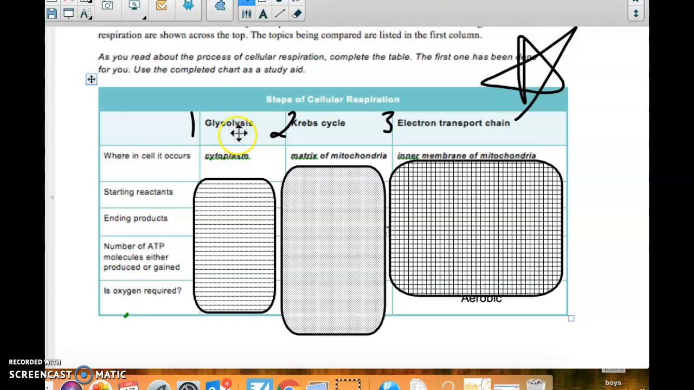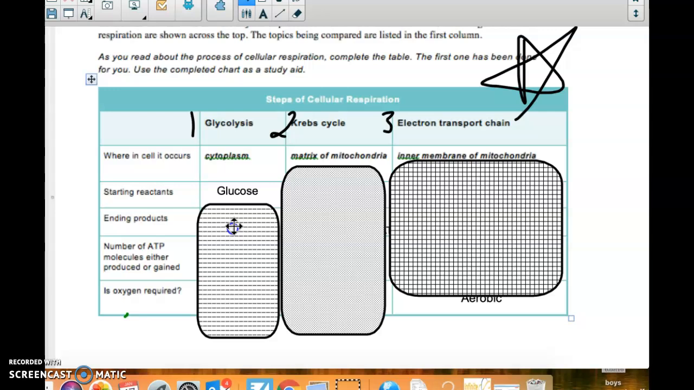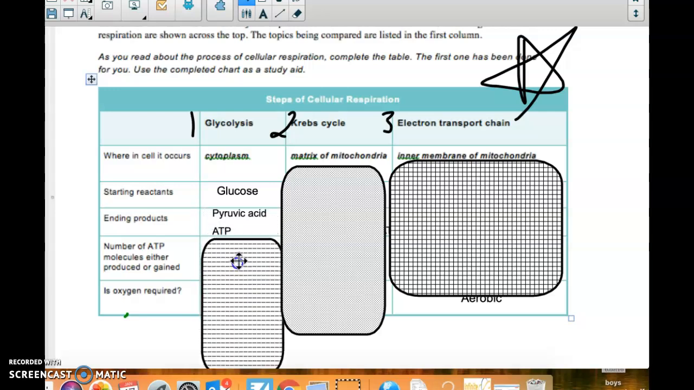All right, so first stage is glycolysis, and it happens in the cytoplasm. The starting reactant is glucose. The ending product is pyruvic acid and 2 ATP.